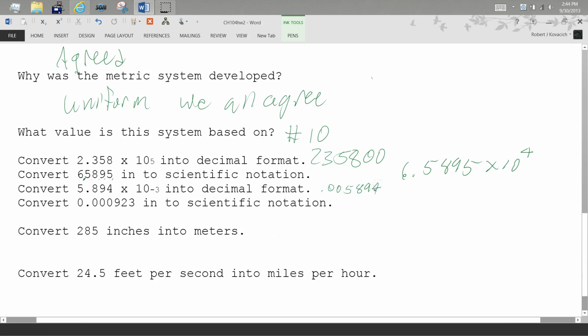0.05894. All right, good. And you know to move to the left because the exponent is a negative sign on the 10. And we're going to put this guy in scientific notation. So I've got 9.23 times 10 to the negative 4. That looks good.